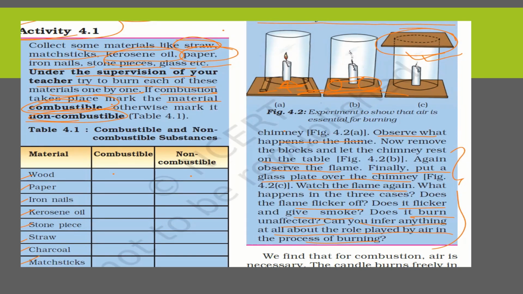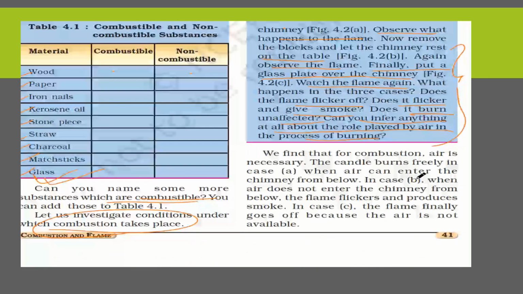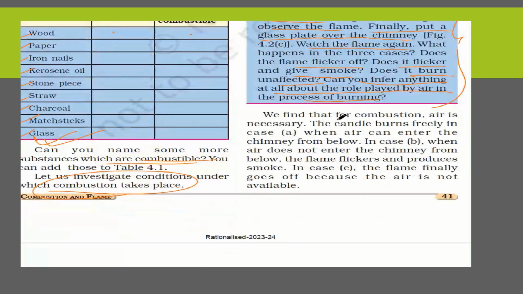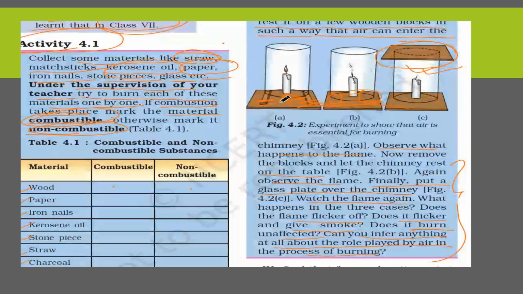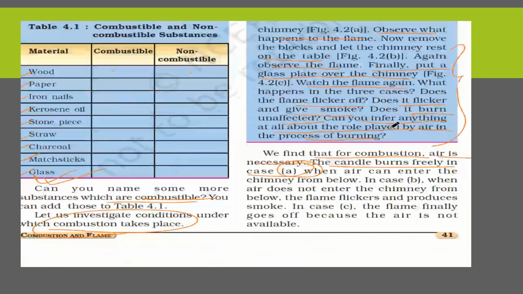First of all, does the flame flicker off? That is, after flickering, does it go off, or does it burn with smoke, or doesn't flicker and only gives smoke? So many questions arise in our mind. So how can we answer this? Just let us find out what is happening. We find that for combustion, air is necessary. So the candle burns freely in case of A. Just look at A. We have put two blocks so that the air can move in freely. So when the air moves in freely, the candle is burning freely, because air can enter the chimney from below.